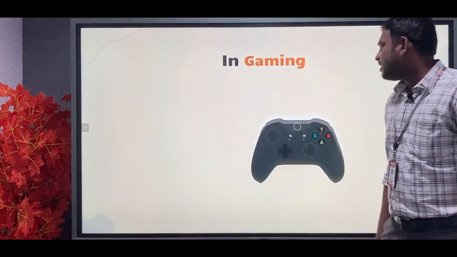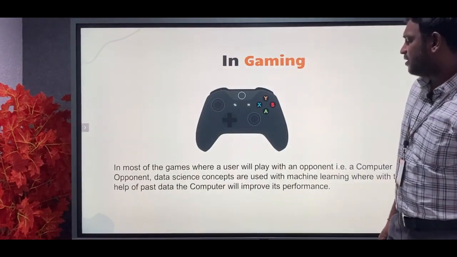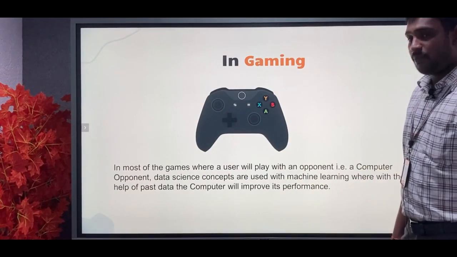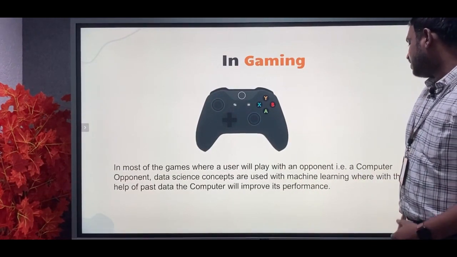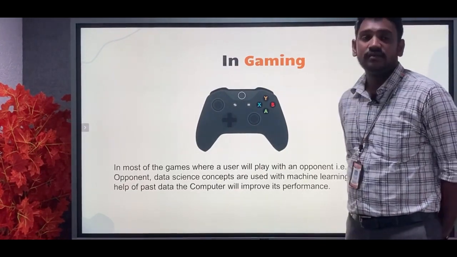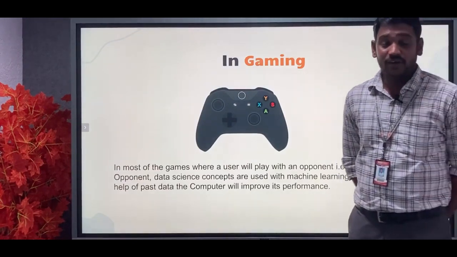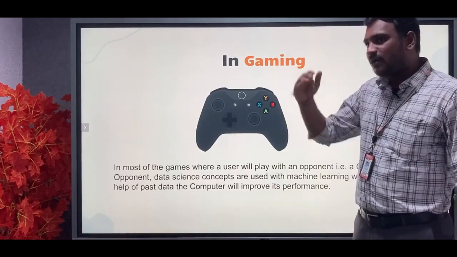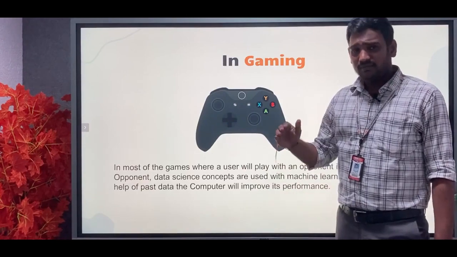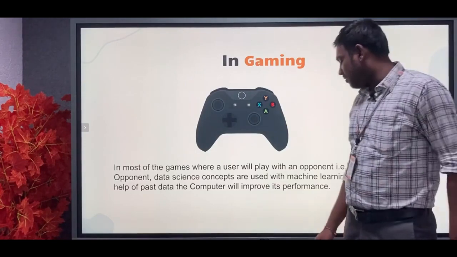In the gaming sector also, data science plays a good role. In most games where a user plays with an opponent, the computer is the opponent. Data science concepts are used with machine learning, where with the help of past data the computer improves its performance. You know the levels already: you play level 1, which is very easy, and level 2 is somewhat more difficult than level 1. Like that, you play games level-wise with the computer. With the help of data science techniques, in gaming also you can play efficiently.